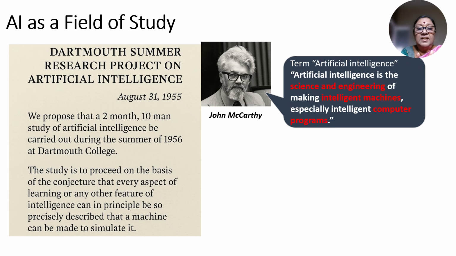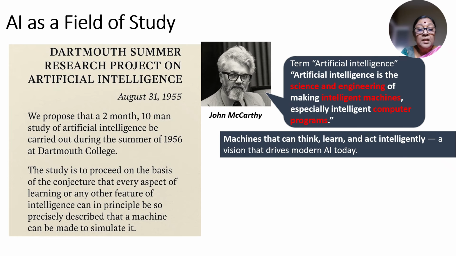So the term artificial intelligence and the field of study of artificial intelligence can be called the science as well as the engineering. So this is the first time it's becoming a little more technical. The science and engineering of making intelligent machines, especially intelligent computer programs. So now comes programming and intelligent programming. And so he said machines that can think, learn, and act intelligently. In fact, this particular definition is valid even today. Modern AI also has the same components in the definition.